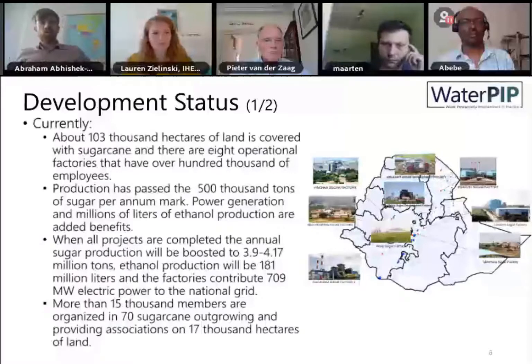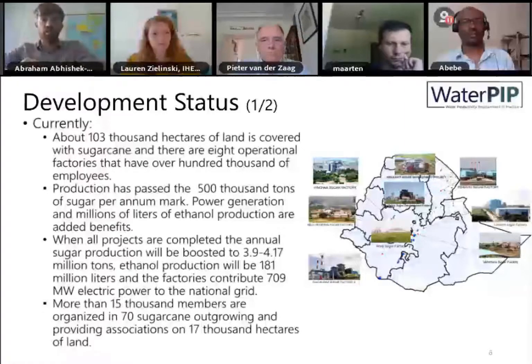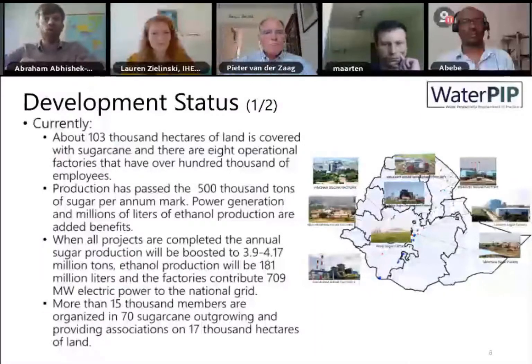At this moment, about 103,000 hectares of land is covered with sugarcane under 8 operational factories. Production has passed 500,000 tons. And there is power generation, millions of liters of ethanol. So there's not only sugar obviously coming from sugarcane, but there's ethanol production as well.